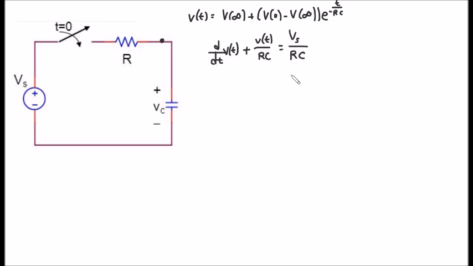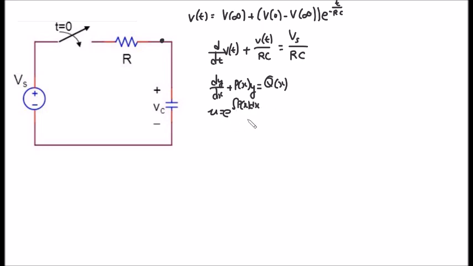Now, before we solve this equation, since this is a first-order differential equation, let's look at a more general form of first-order differential equation. So this is how a first-order differential equation looks like. To solve this equation, we need to make an integral factor that comes in this form.